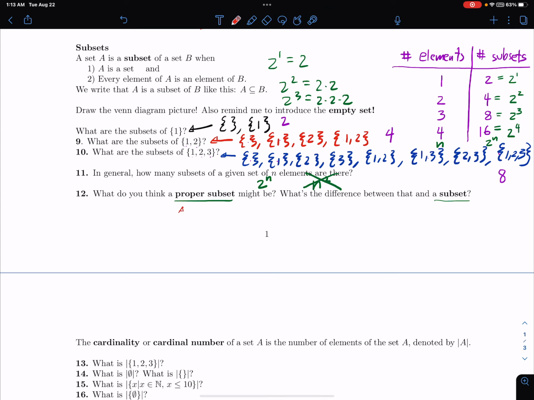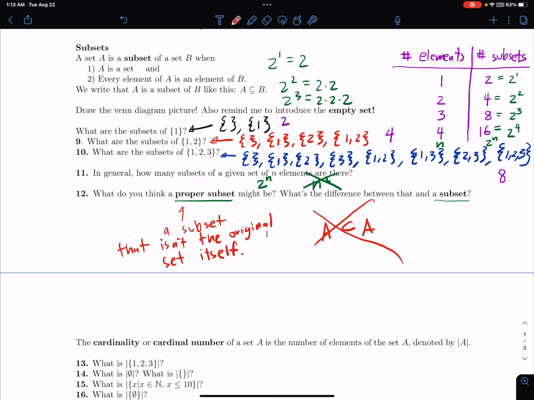So what does it mean? It means a subset that isn't the original set itself. What does that mean? It just means that A is not a proper subset of itself. Wrong. That's wrong. And here's the proper subset symbol. I just wrote it just now. Contrasted with the symbol we saw earlier, which had the line under it, right? Line under it means it could be equal.